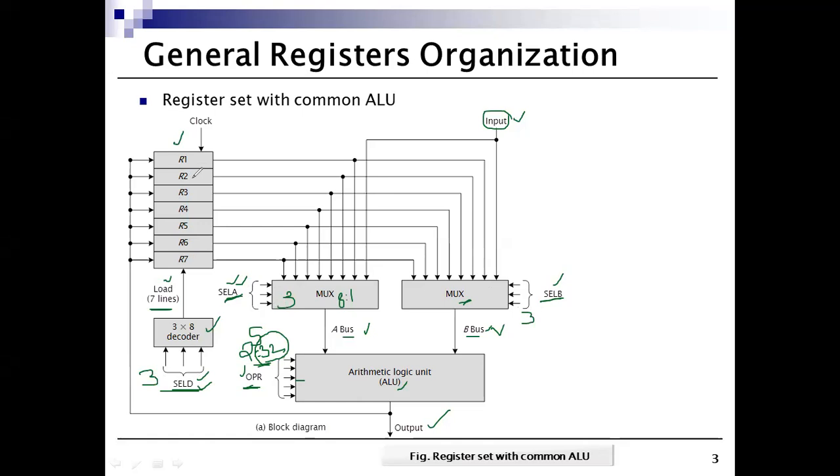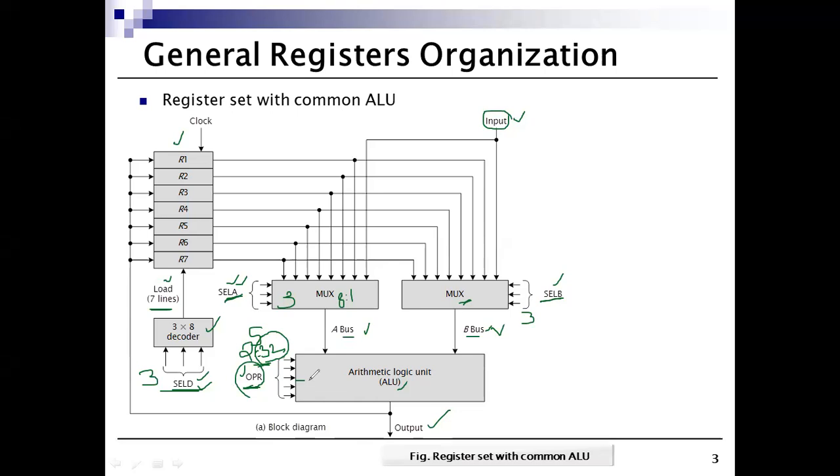I am now implementing 7 registers, so 3 control inputs are sufficient for my operation. If I am using 16 registers, I may require 4 for each. That's the general register organization, and whatever bits remain, I dedicate to specifying the operation. So here for the operation, I have dedicated 5 bits.